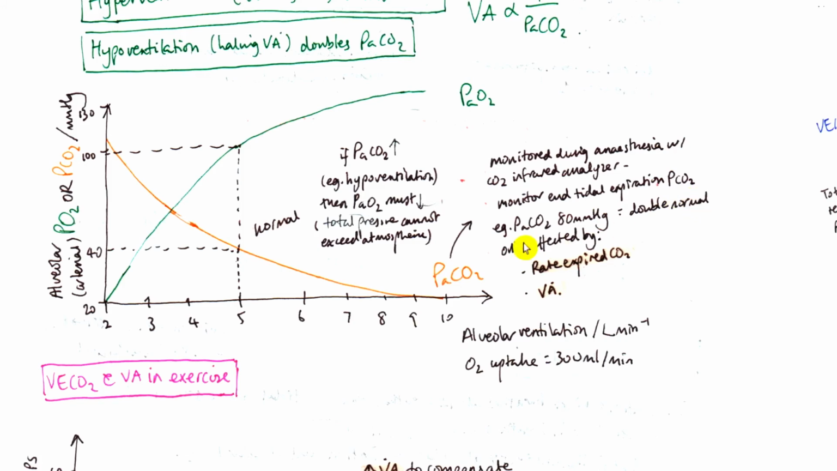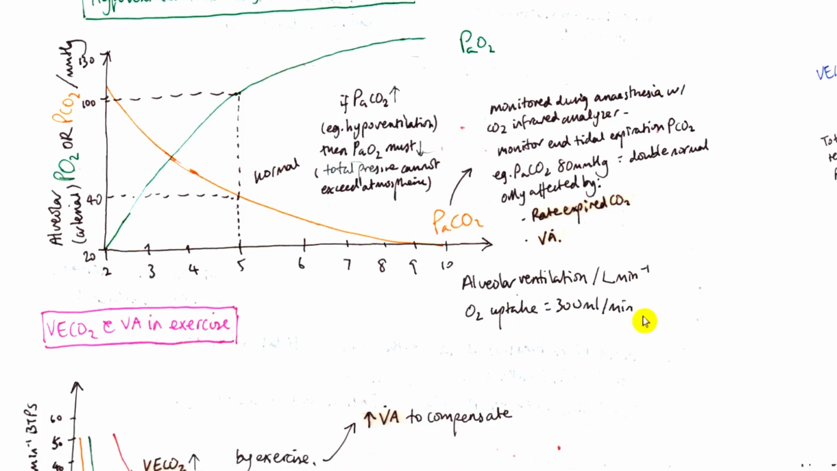For example, if the anesthesiologist discovers that the patient has a partial pressure of carbon dioxide of 80 millimeters of mercury in the alveoli, then that's double the normal figure, 40. And they know that they need to increase the alveolar ventilation in order to decrease this figure. And the partial pressure of carbon dioxide in the alveoli is only affected by the alveolar ventilation and the rate of expired CO2. So we've got to change one of those things, and they will change the VA.